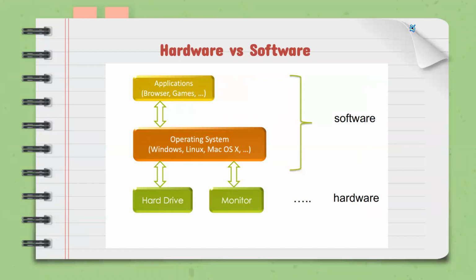And then the operating system would also come under software. So based on what type of laptop you have, it could be Windows, Linux, or Mac OS, etc. And the hardware would be the hard drive and monitor. The hard drive would be technically the storage, and the monitor would be what's actually displaying your screen. So if it's on a laptop, your laptop would be your monitor. But if you have an externally connected monitor, that would just be your monitor.